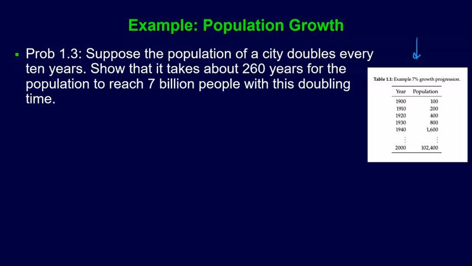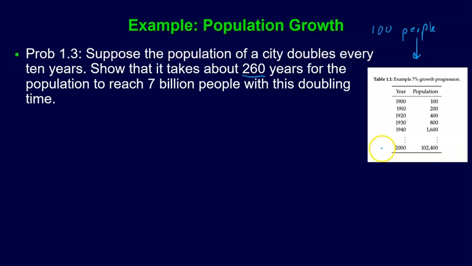Suppose that the population of a certain city doubles every 10 years, and that the city starts off with 100 people. In the book, we're told that it takes 260 years for the population of this city, if it continues this way, to reach the population of Earth, which is 7 billion people. And so let's confirm that this is true.